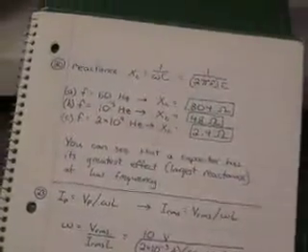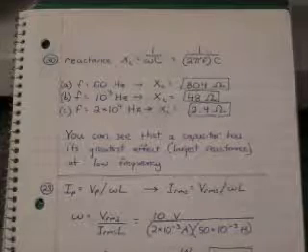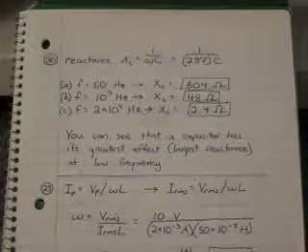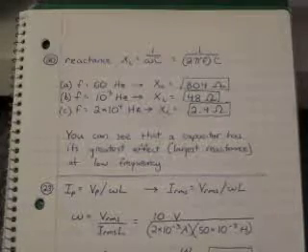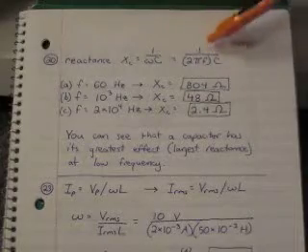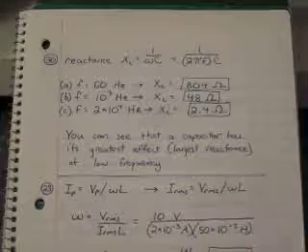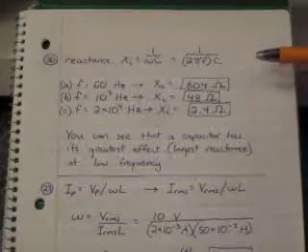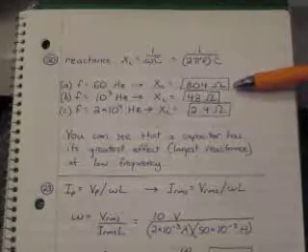For number 20, find the reactance of a 3.3 microfarad capacitor at various frequencies. Reactance for a capacitor is 1 over omega C. Remember, that's going to be 1 over 2 pi f C. You just plug in those numbers, and for the low frequency of 60 hertz, you get 804 ohms.